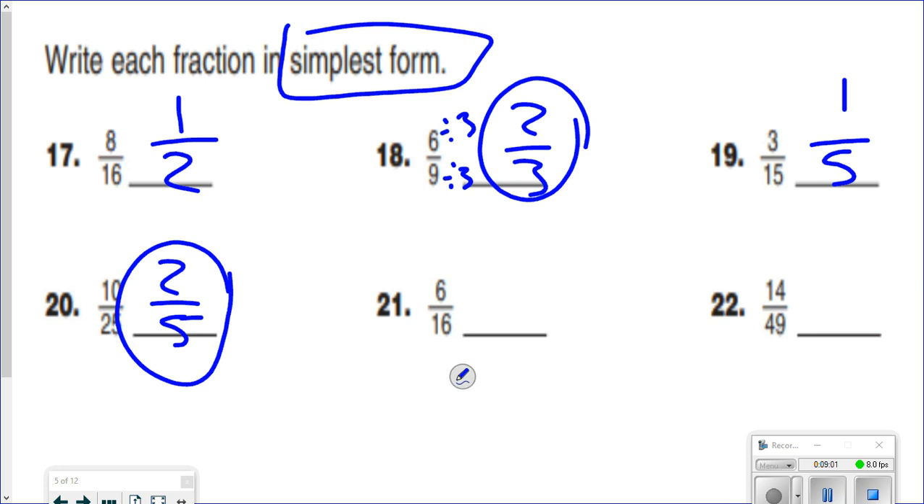Next problem is 6 over 16. Let's divide both those by 2. 6 divided by 2, we get 3. 16 divided by 2, we get 8. We can't make that any smaller. There's your answer.